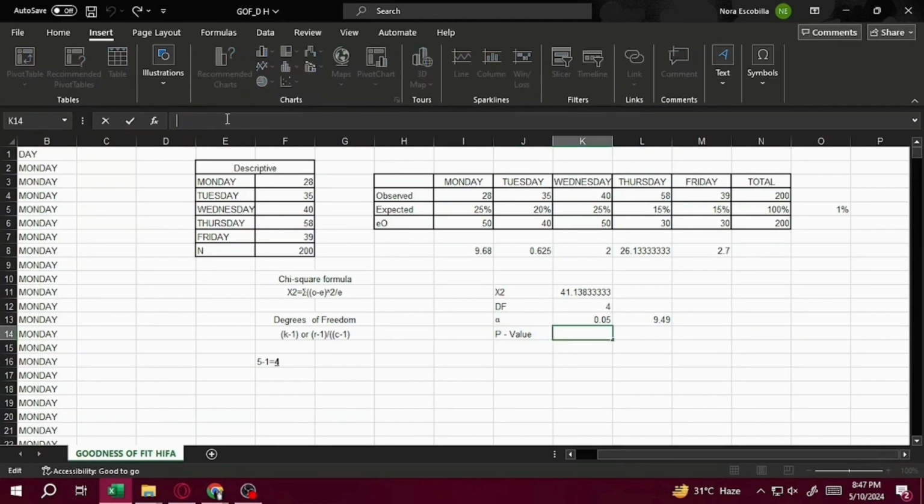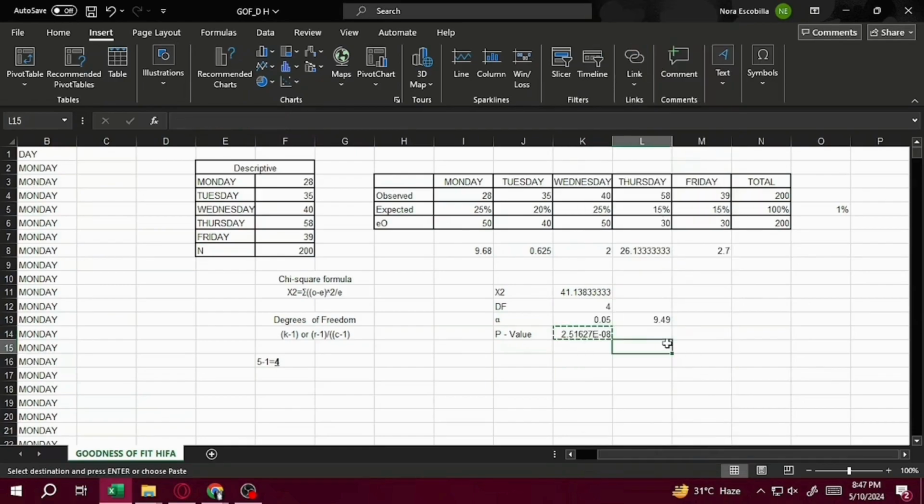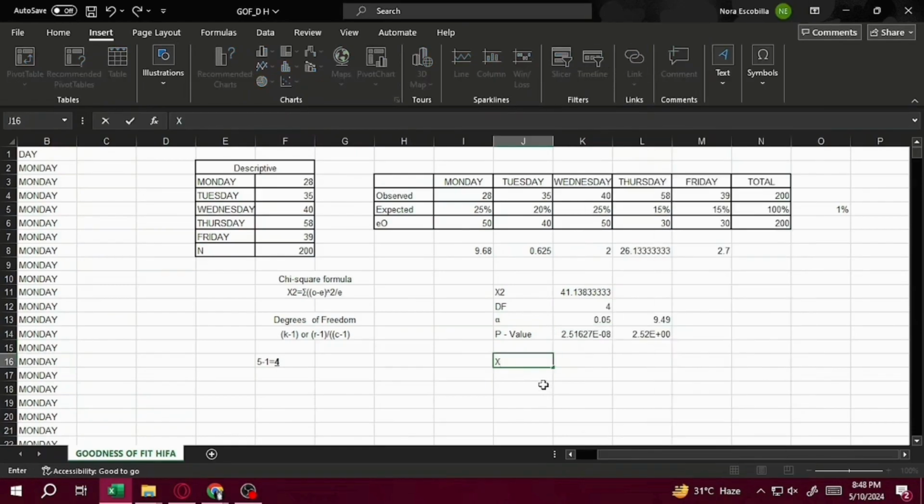So let's proceed to our p-value. Using the chi-squared value and our degrees of freedom of 4, the result is 2.51 and so on. So now, since our chi-squared of 41.14 is greater than our critical value of 9.49, we will reject it. Same for our p-value. Since our p-value is less than our alpha, we will reject it too.